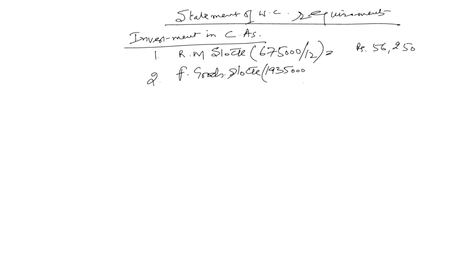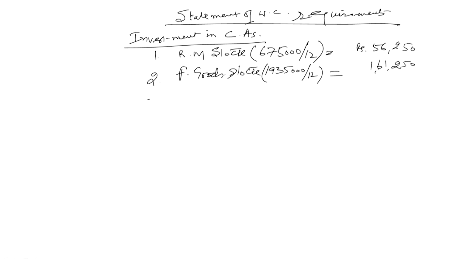So the total annual cost is 19,35,000. We will be dividing it again by 12. So the monthly investment requirement here will be 19,35,000 divided by 12, and that will work out as 1,61,250. 161,250 is the investment requirement for the finished goods.